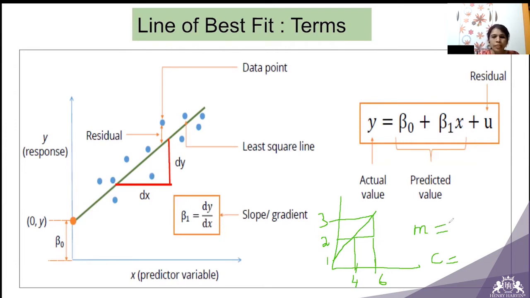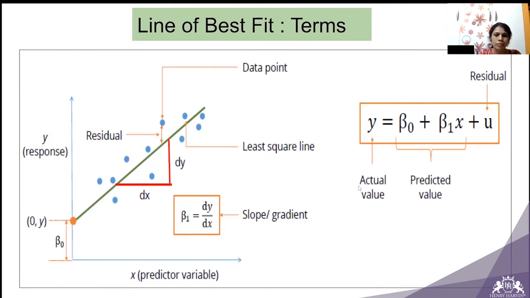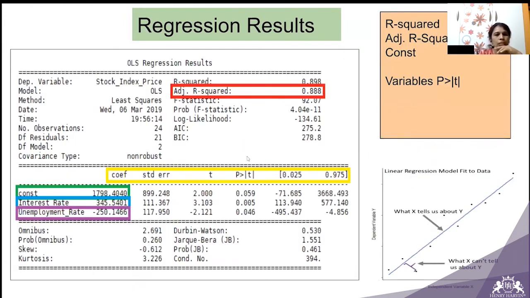m is nothing but dy by dx, right? So what is the change in y over here? 3 minus 2 divided by 6 minus 4, right? So 1 by 2, which is equal to 0.5. c means where does it intercept at the axis? That is actually 1, right? So this is how m and c are calculated. This you may be knowing, right? Now look at this.